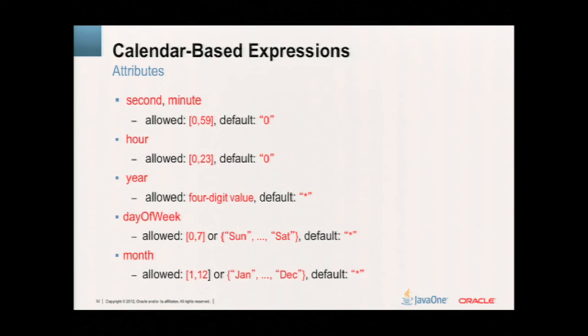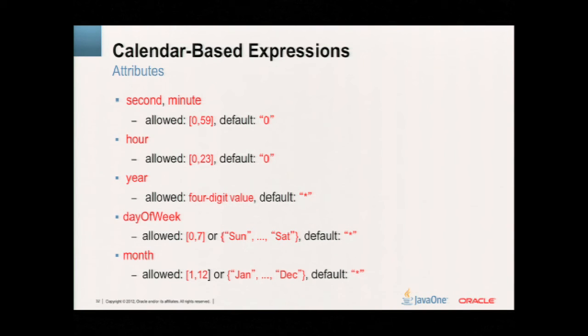So what are calendar-based expressions? There are no nanoseconds. Seconds is the lowest denominator. They are obviously normal digits. What's interesting here, second, minute, and hour default is 0. So if you don't specify anything, it will be midnight. And if you specify hour only, it will be at the top of the hour. Year, obviously, is four digits. So the rest is the day, year, month, default is star. So midnight of every day is pretty much a default timer.